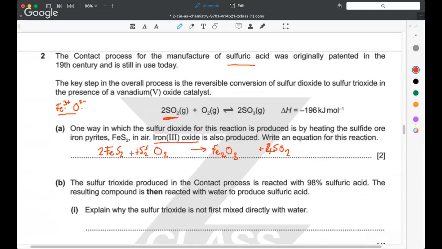So let's multiply through by 2, and that gives us 4 of the iron sulfide. And then we've got rid of our half there, haven't we? So now we've got 11 O2, and we've multiplied through by 2 here. You've got 2 Fe2O3, and then you've got 8 sulfur dioxide.